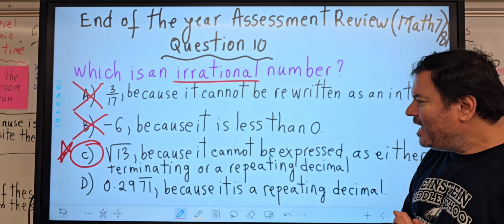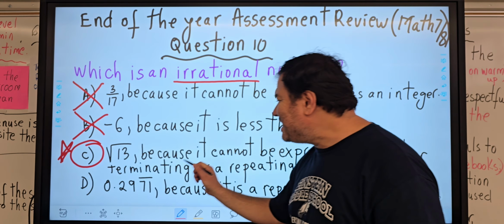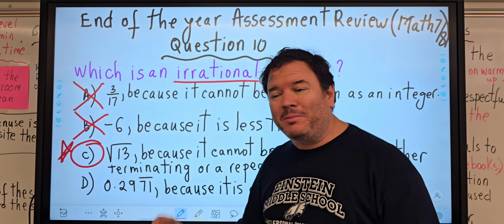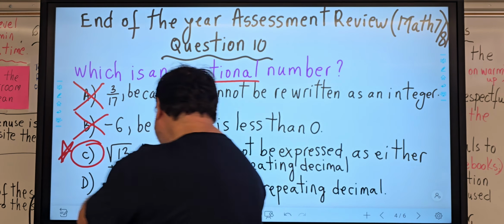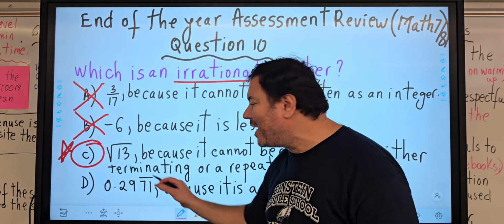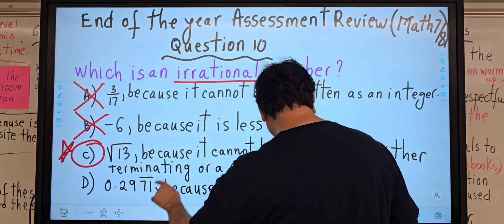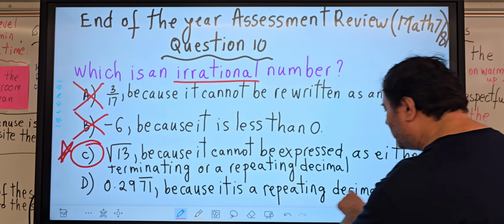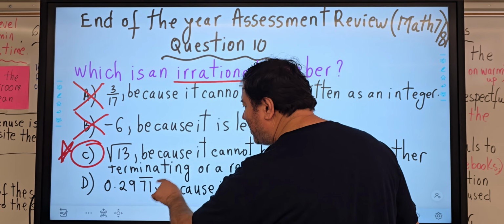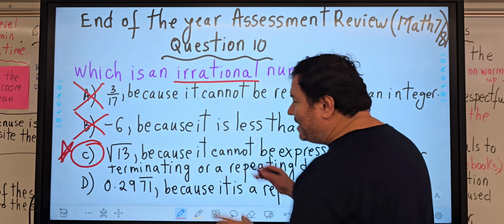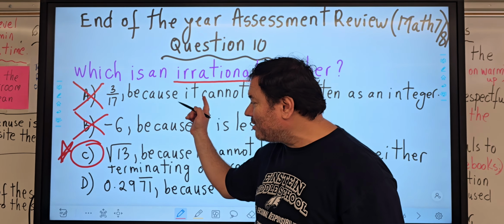Let's take a look at D. 0.2971 with the bar at the top. This means that 71 repeats. That's why we had to put a bar at the top. So this is called a repeating decimal, right? Because it's a repeating decimal, this is a rational, not irrational number.